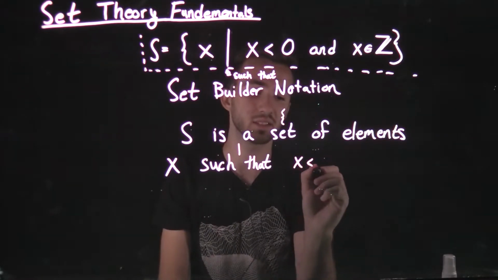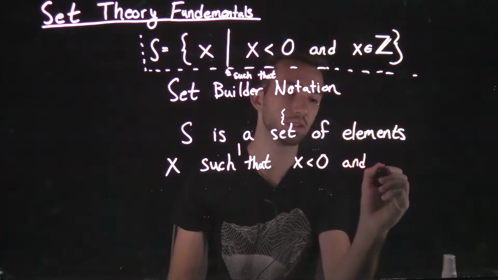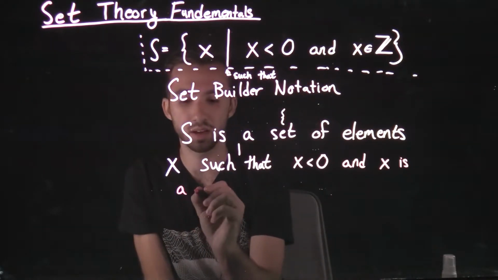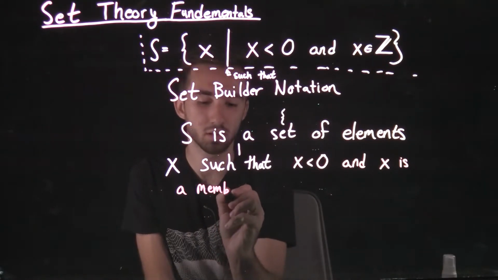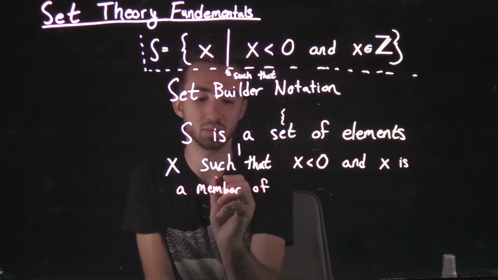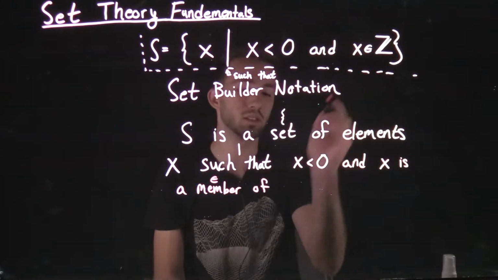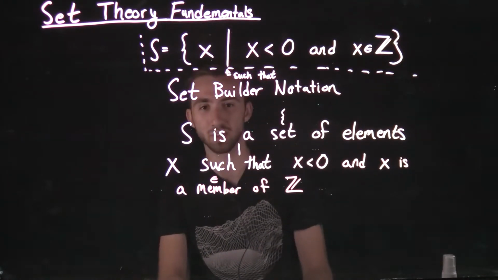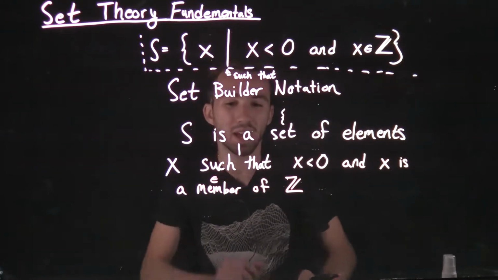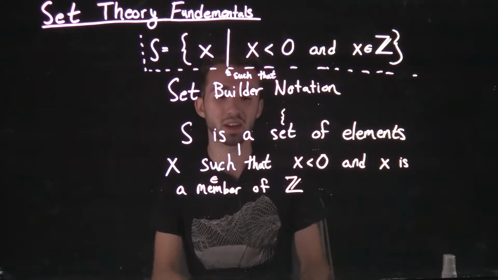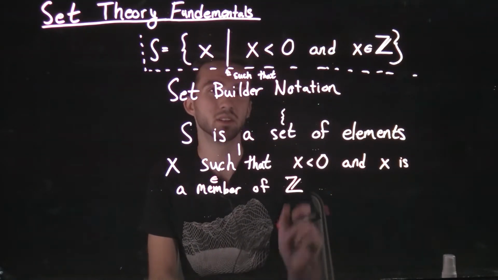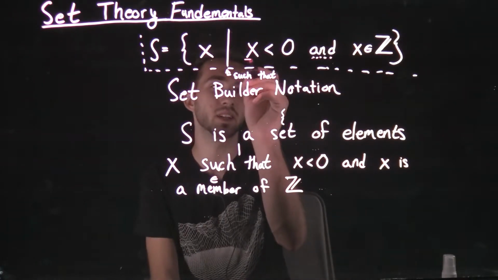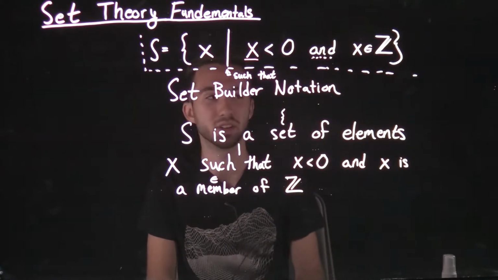X is less than 0, and X is a member of, remember, that's what this symbol means, right here, of integers. So what does this actually mean? Well, so we have a set consisting of integers that are less than 0. So we need both conditions to be satisfied. That's what and means. X has to be less than 0, and X has to be an integer.